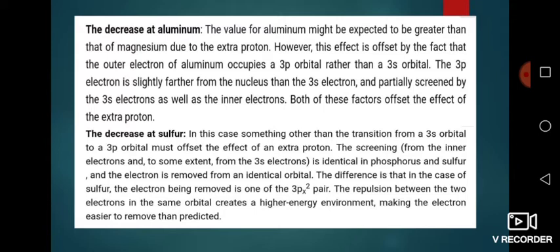Now when we look at another irregularity, in the case of phosphorus and sulfur, the ionization energy of sulfur is given as less than the ionization energy of phosphorus.